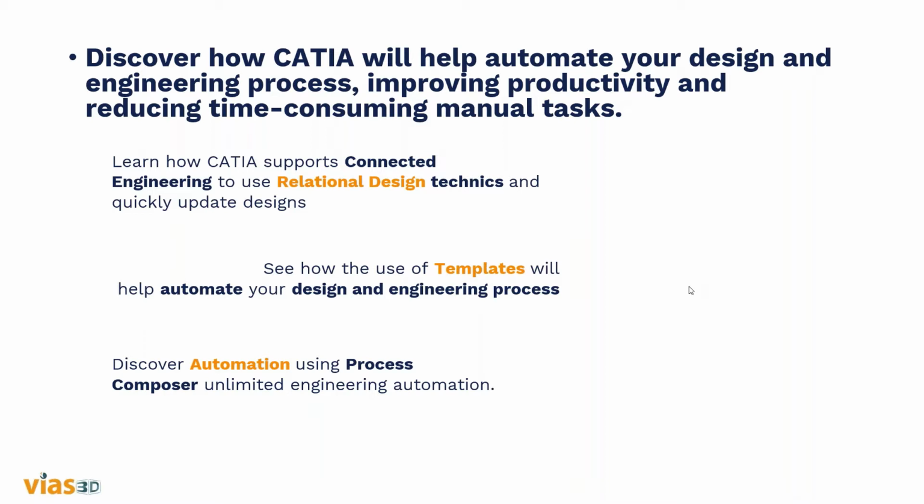So today, we're going to learn how CATIA supports connected engineering to use the relationship design techniques to quickly update your designs. We're also going to see how templates and rules will help automate the design engineering process. And then finally, we're going to discover automation using Process Composer, which has unlimited engineering automation capabilities.